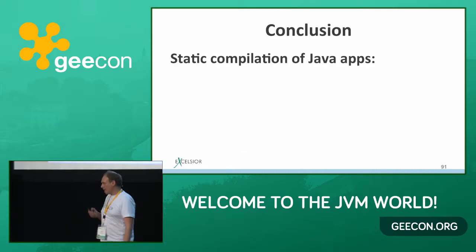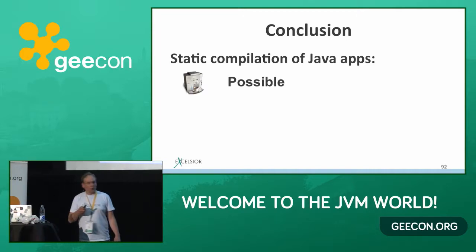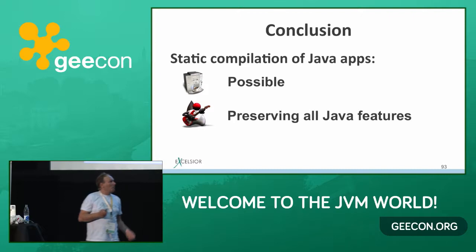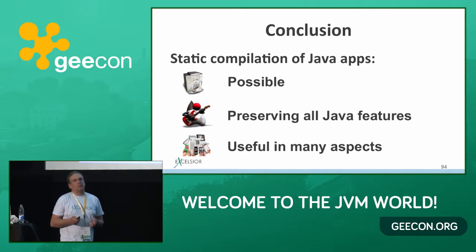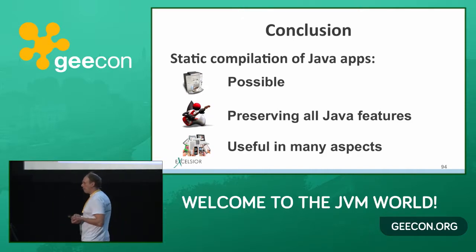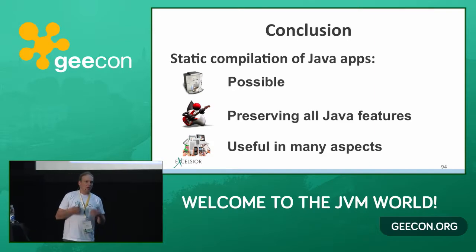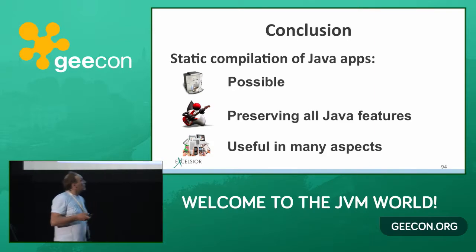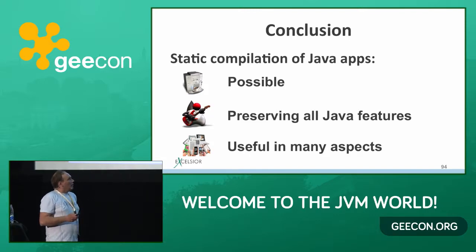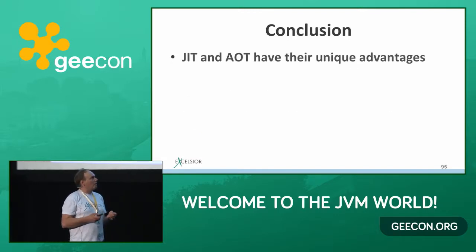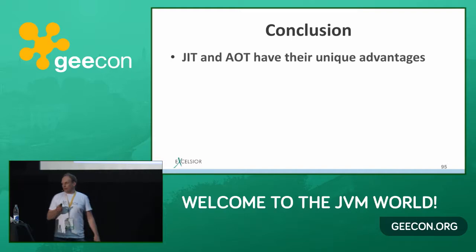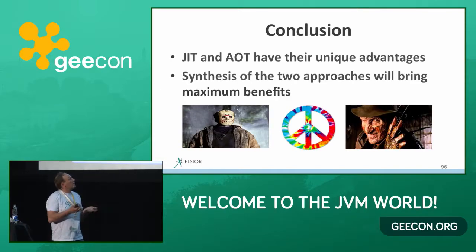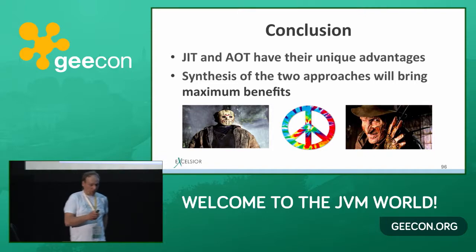So today you have learned that static compilation of Java applications is possible while preserving all Java features, being Java compatible. And it can be useful in many aspects. It can be used for IP protection, tamper resistance, better startup time, predictable latency, performance, saving battery. But anyway, JIT and AOT have their own unique advantages. So I believe that the future is a synthesis of these two approaches, which I believe will bring the maximum benefits in terms of performance.